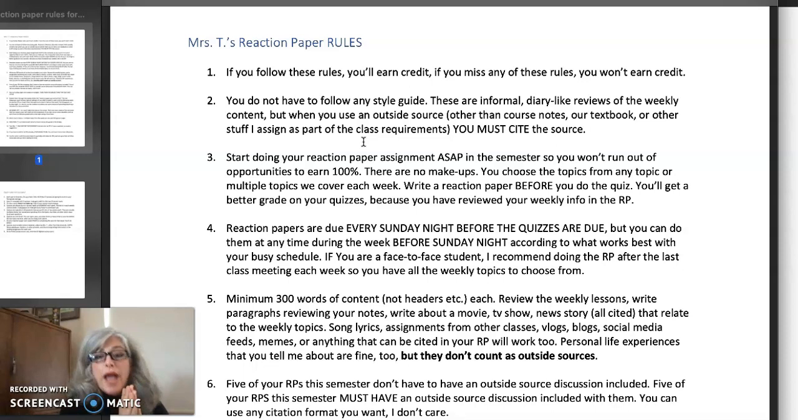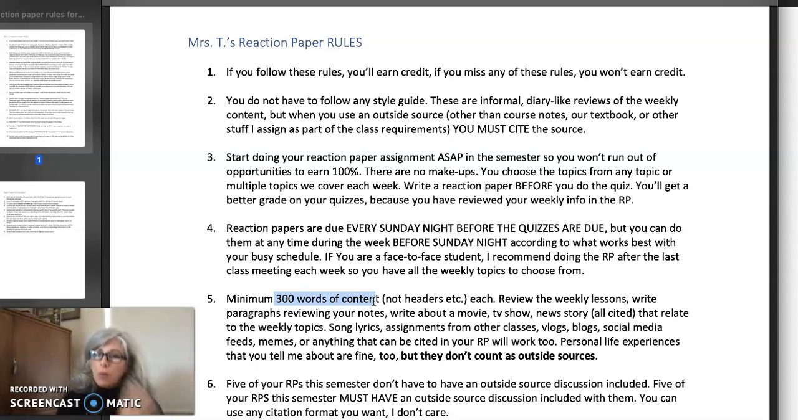Okay. Reaction papers are a minimum, I'm skipping to number 5 here, but reaction papers are a minimum of 300 words. That's the content, not the header. So you don't make a really long header to make up some of those 300 words. It's 300 words of content.